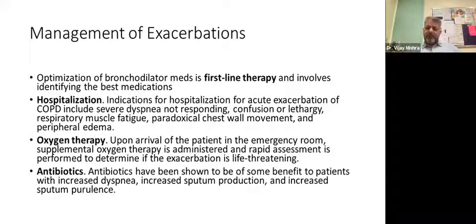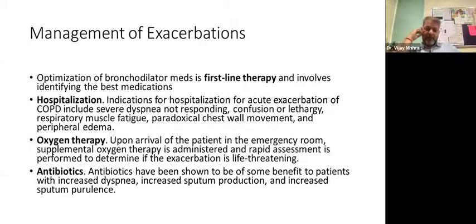Patients may require hospitalization if there is severe dyspnea which is not responding to the standard management, or if the patient is now becoming confused, dull, drowsy, lethargic. You can see that the patient is kind of giving up, there is respiratory muscle fatigue, the chest wall movement is going in the wrong direction, or if there is peripheral edema, which means that heart failure is setting in, resulting in peripheral edema. So all these form an indication for admitting such patients in the hospital.